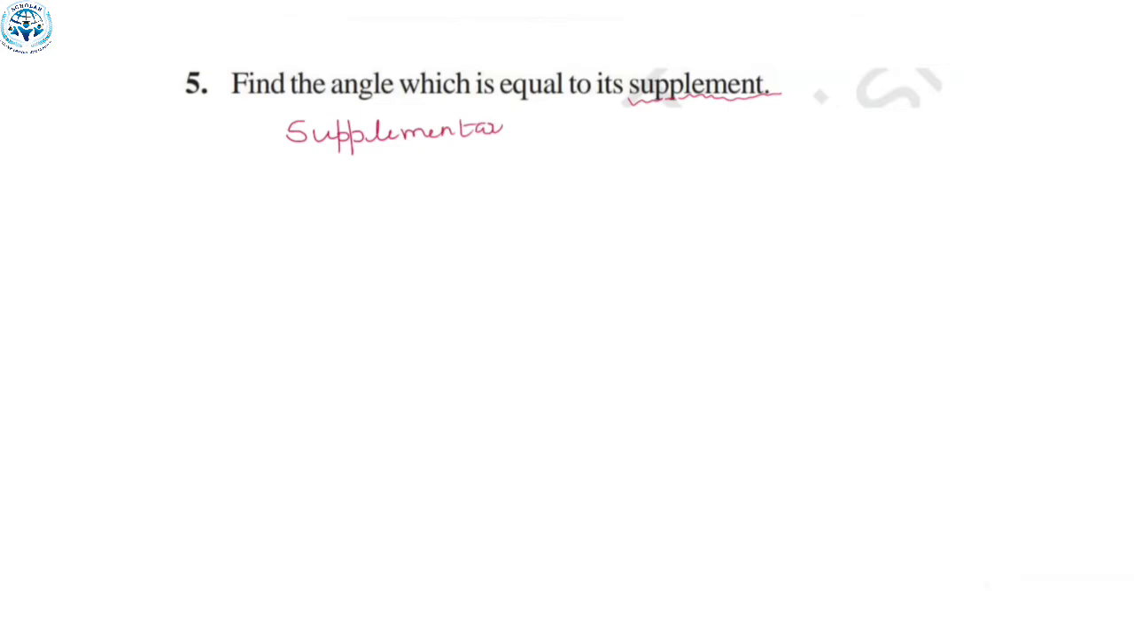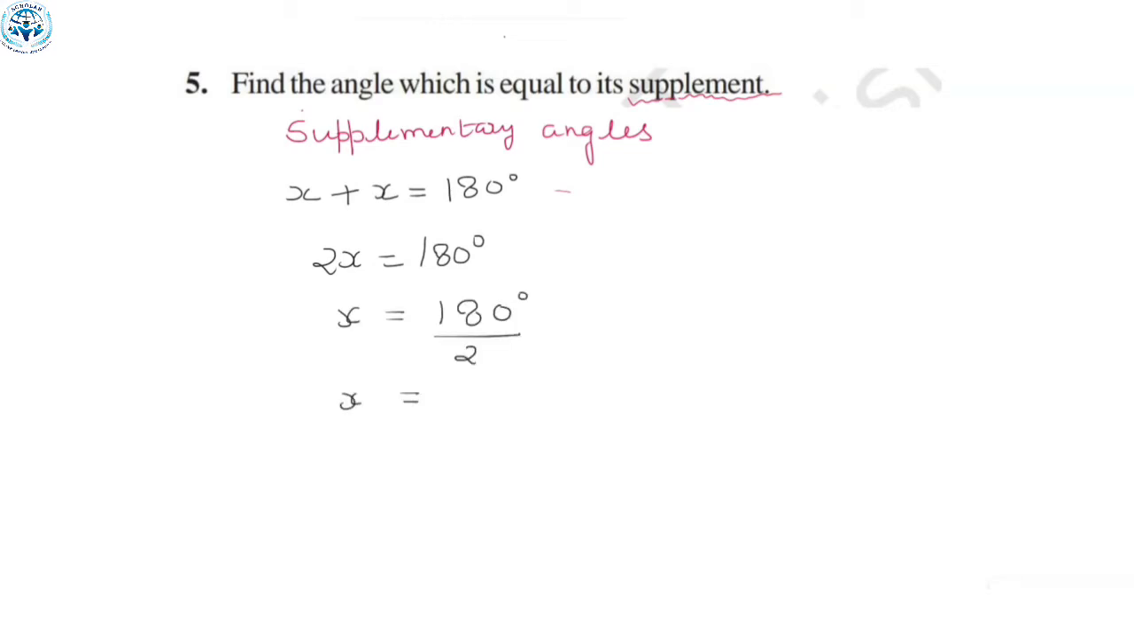Question number 5 is find the angle which is equal to its supplement. Now we have to find out two angles which are equal and supplementary as well. So supplementary angles are those that sum up to 180 degree, right? And as both the angles are equal, that means both the angles are x. So x plus x is equal to 180 degree. So 2x is equal to 180 degree. And finally the value of x is 180 upon 2, which is equal to 90 degree.